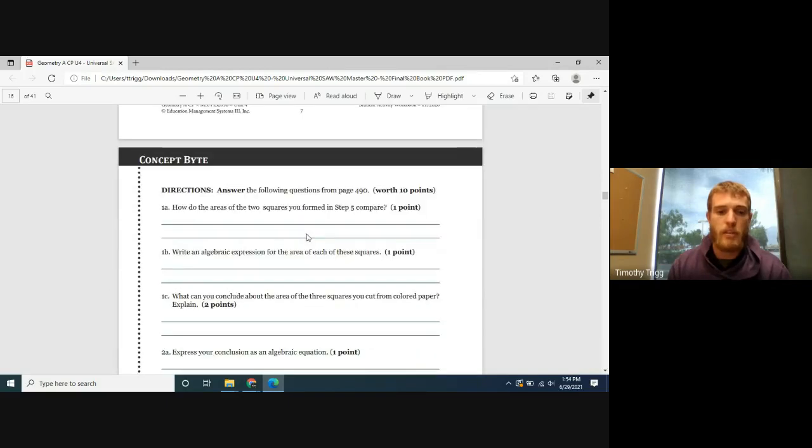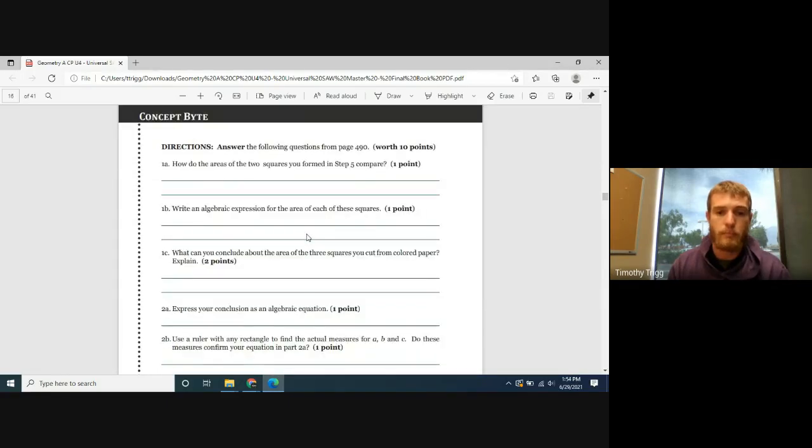Now let's go on to answering these questions. So imagine we've made both squares. I'm assuming at this point you've created the other square. You've paused it and completed that puzzle. But let's say, it says, how did the areas of the two squares you formed in step 5 compare? So they're talking about the two squares that we formed, after we formed the two puzzles. Now, ideally, if you did it correctly, then these two squares should be congruent.